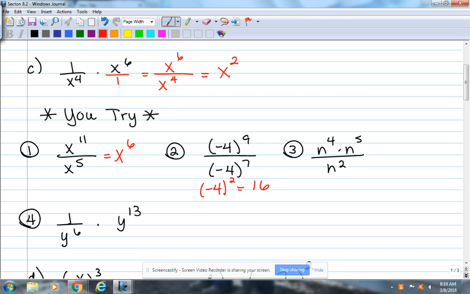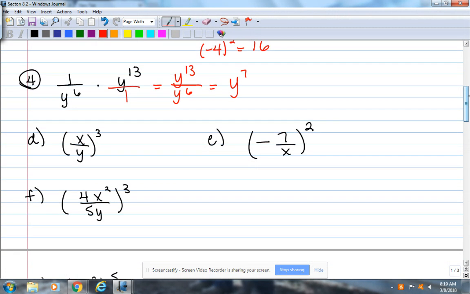Number 3, what do you do first on number 3? Multiply the top, which means you add the n's and get n to the what? Over n squared equals what? Raise your hand if you got n to the 7th for number 3. And what do you do first on number 4? Multiply across. Get 5 to the 13th over y to the 6th, which reduces to what? Raise your hand if you got y to the 7th. Good job.